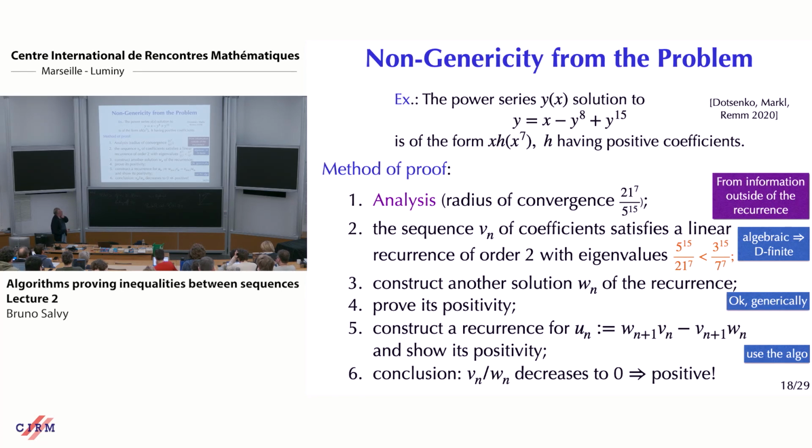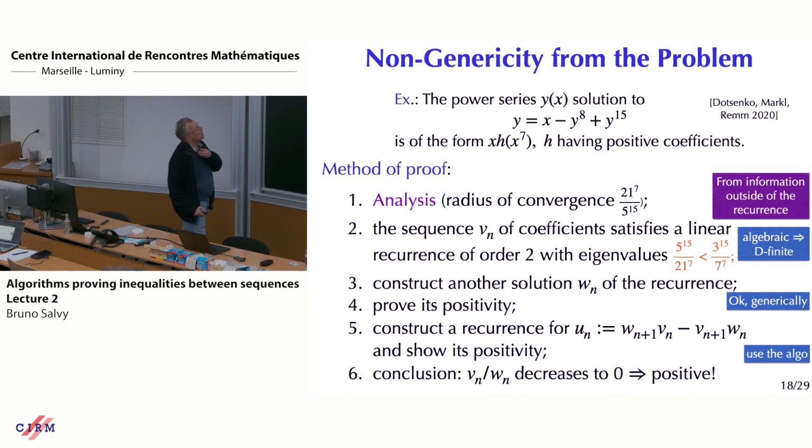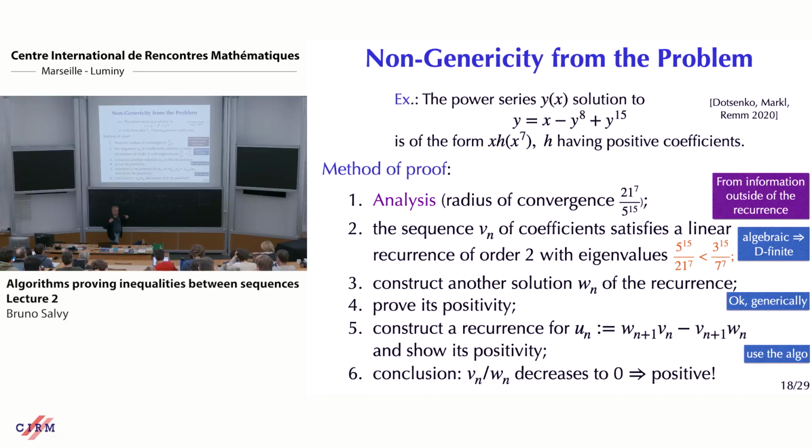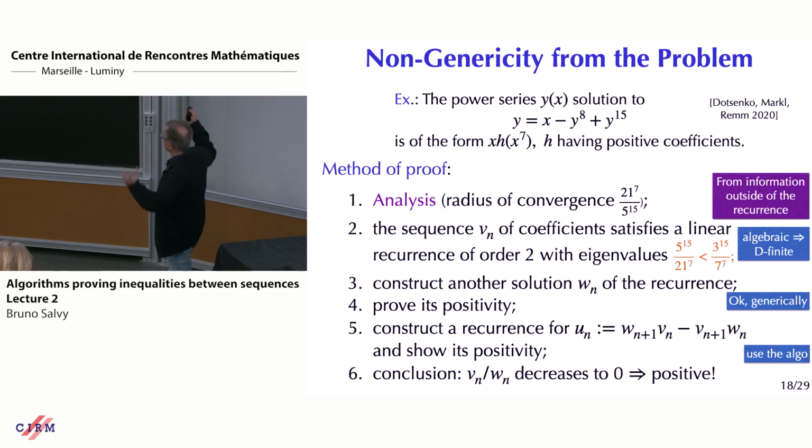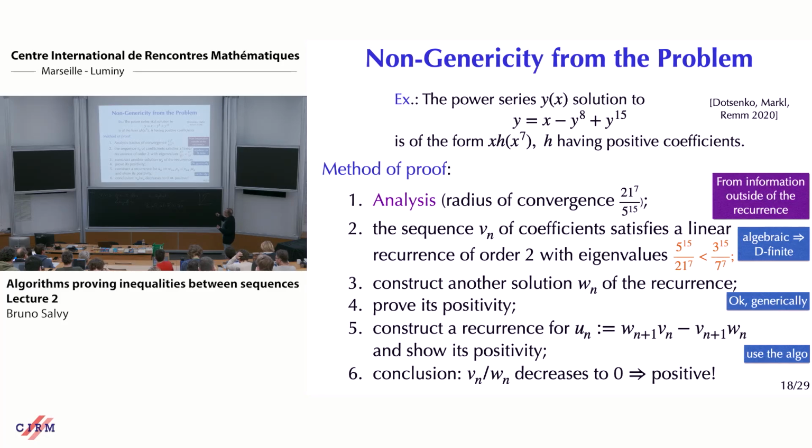There's this nice paper by Dotsenko and a co-author where they are in a non-generic situation, but still they can prove positivity. And the algorithm is general, so I'm going to try to show their algorithm. So first, they do some analysis, and they say that this power series has to have this radius of convergence. You can check numerically, it seems to be okay. But they prove it.